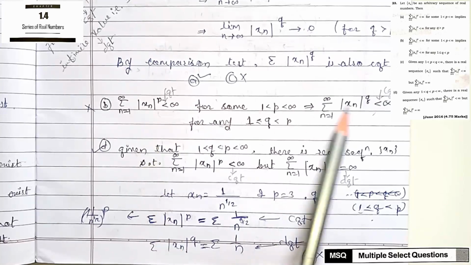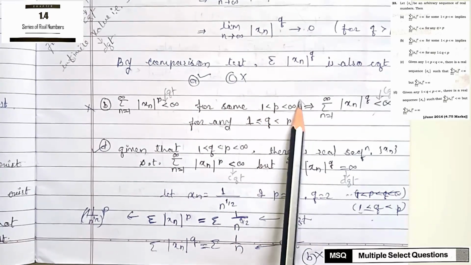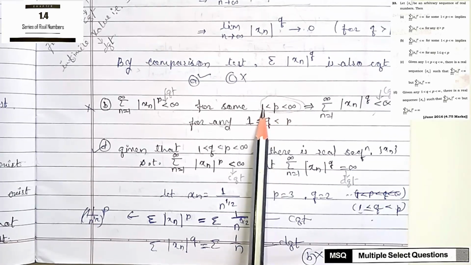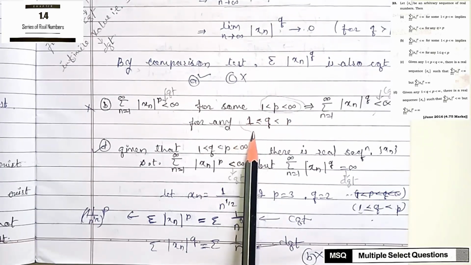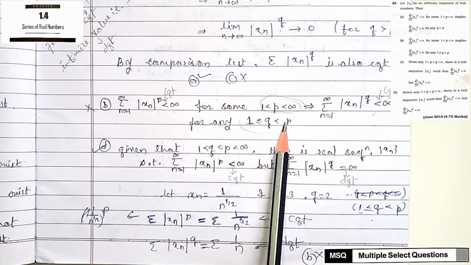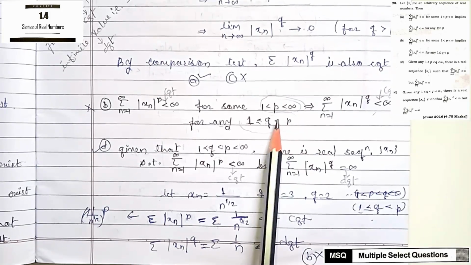So a convergent series goes to convergent, but the condition for p and q is given: p is smaller than infinity but bigger than 1, and 1 is smaller than q, and q is smaller than p. So p is the bigger value, and the value for q is smaller than p.